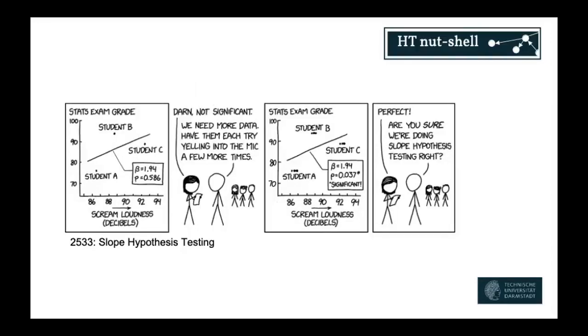Anyway, on hypothesis testing, there's also an XKCD. Surprisingly, there's a lot less on matrices and geometry and so on, but at least on probabilities, Randall has a lot. What you can see here is, on the x-axis, students screaming, measuring the loudness in decibels. And on the y-axis, you have the stats exam grade. So for example, student A is both bad at writing exams and screaming. Student C is somewhat better at screaming, and student B is somewhat better at exams.